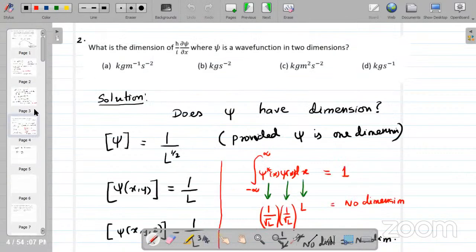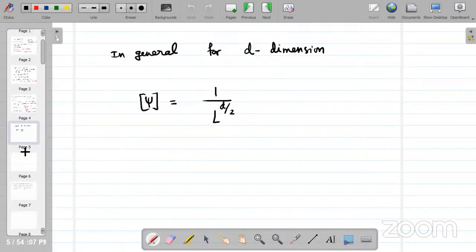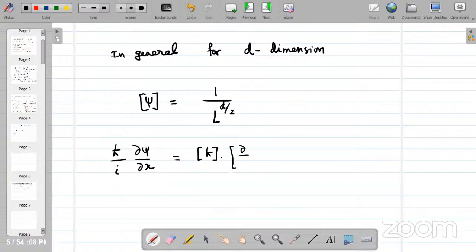So now let us come to the question. We have to find out h bar plus i h bar dou psi by dou x. So we should find the dimension of h bar, dimension of dou by dou x, and dimension of psi. They mentioned it's a 2 dimension. So what is the dimension of h bar? Energy times time. Joule second.